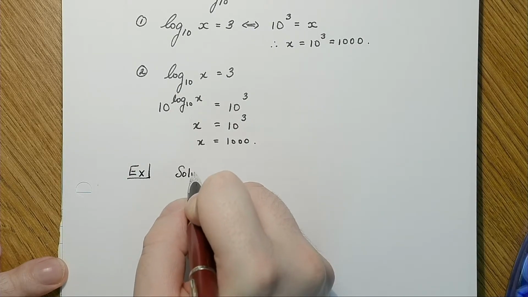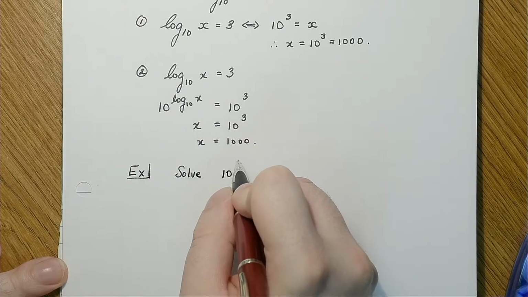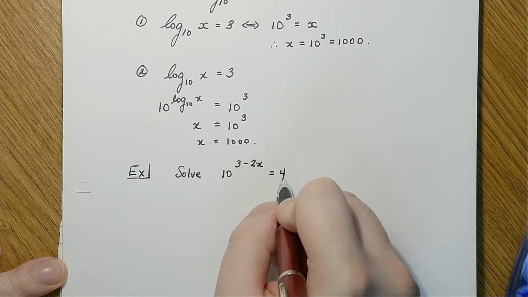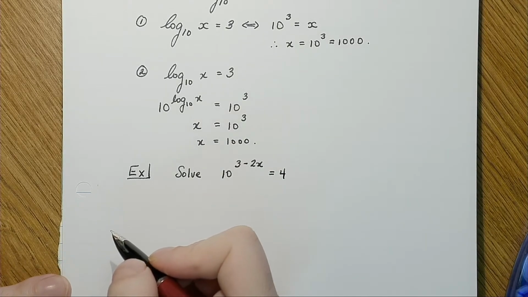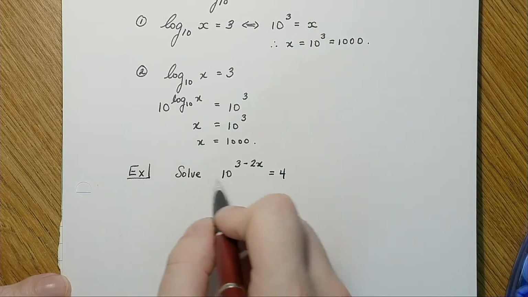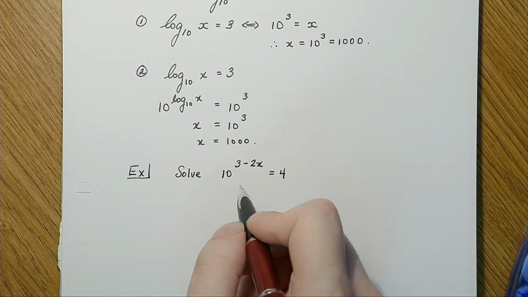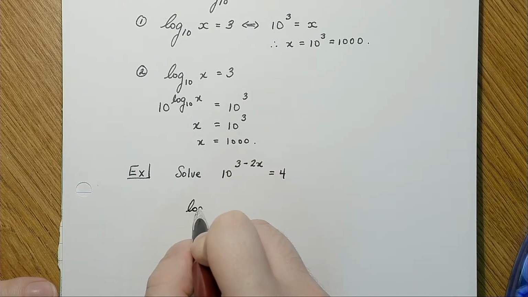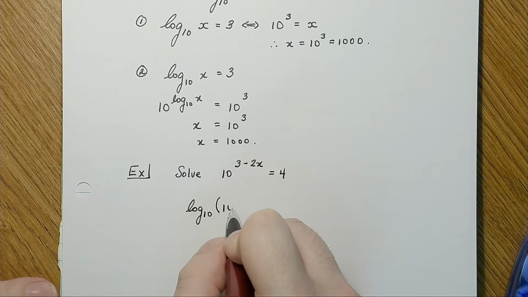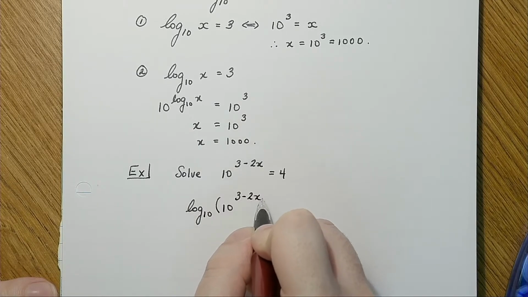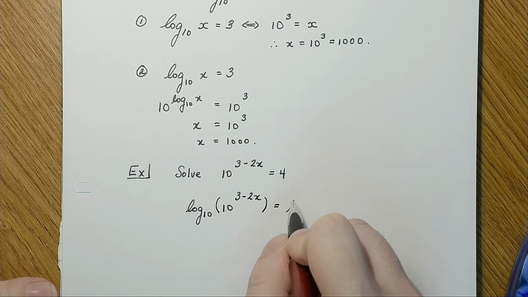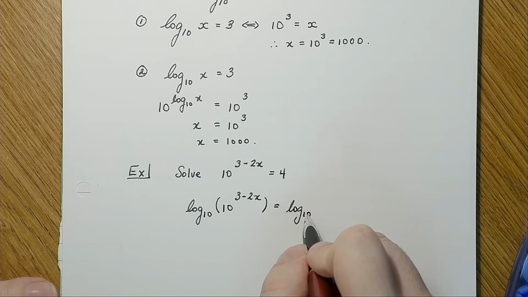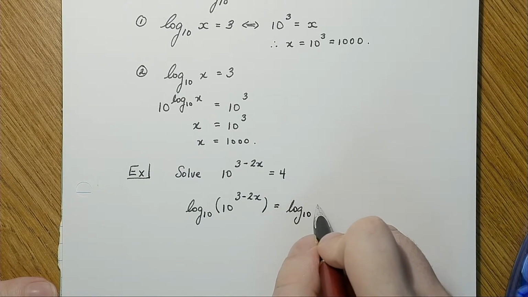This one is solve 10 to the 3 minus 2x equals 4. So what I'm going to do is I have 10 on the side, so I'm going to apply the inverse function to that. So I'm going to have log base 10 applied to 10 to the 3 minus 2x equals log to the base 10 of 4.